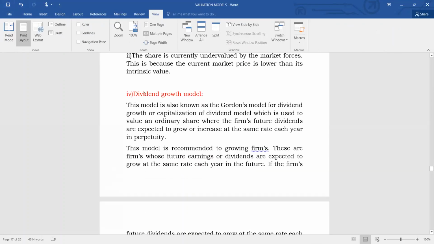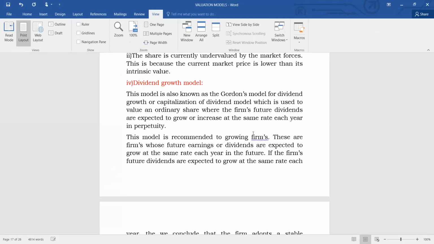Okay, let me move to another very important model, the dividend growth model. I think this has been one of the popular approaches of valuing shares. The dividend growth model, or Gordon's model for dividend growth, is a model by a scholar known as Gordon. Have you heard of Gordon?